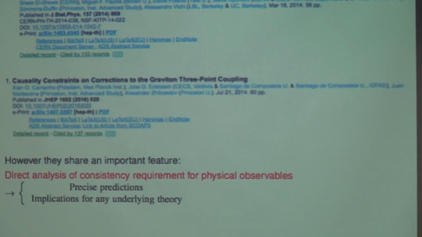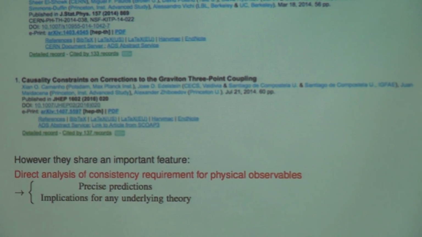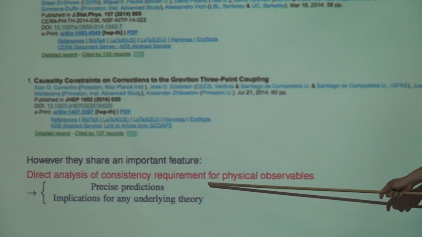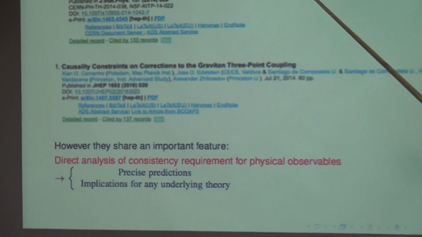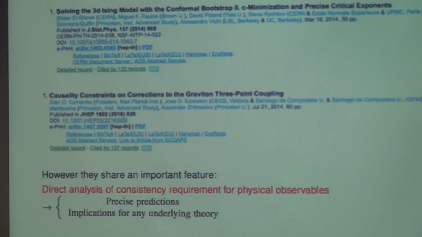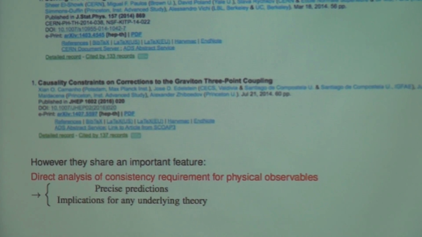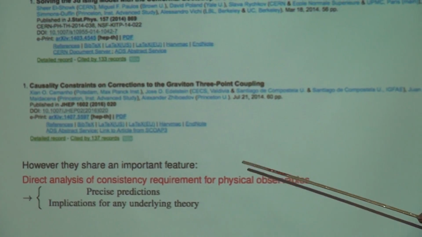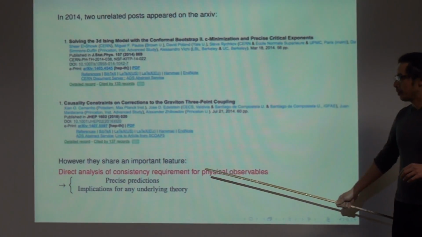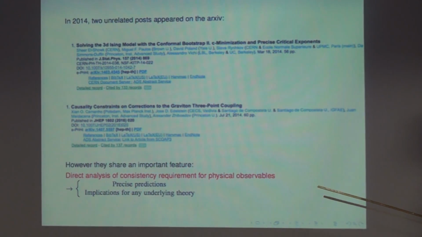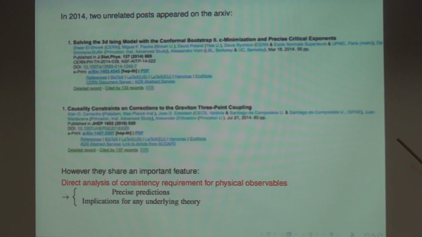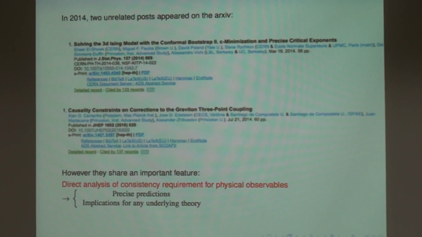But there's actually one theme that is really underlying these papers, and that's basically that what they're doing is a direct analysis of consistency requirements on physical observables. Here, this is correlation functions. Here, this is the 4-point scattering. They don't really discuss what the underlying theory is. They just impose consistency conditions. And just by doing this, they were able to get precise predictions as well as a broad statement about any underlying theory. They have a precise implication for them. So let me go into these 2 points a little bit.